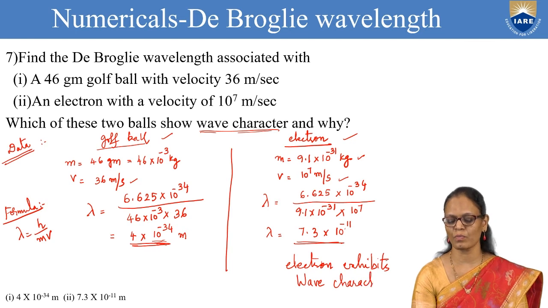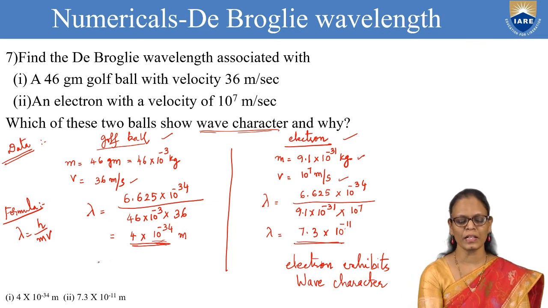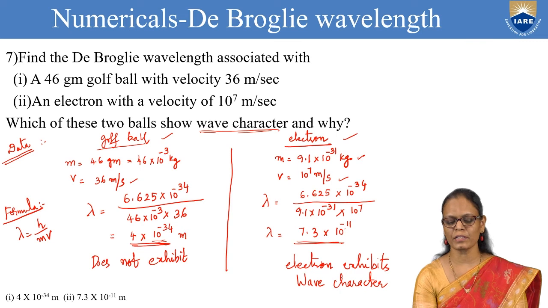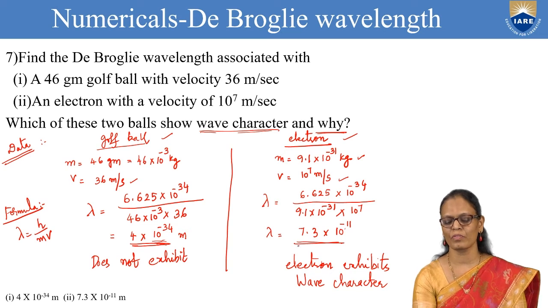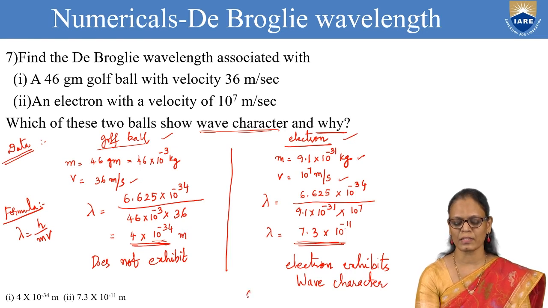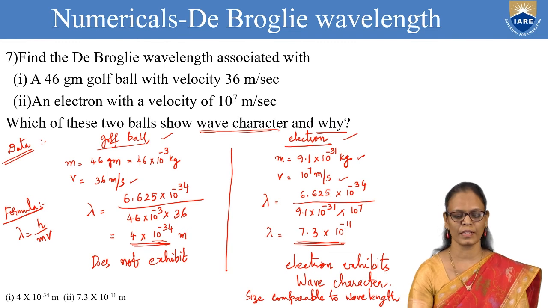Okay, you should give the reason why the electron is exhibiting the wave character, whereas here it does not exhibit wave character. Why does it exhibit it? Because they have asked why. Why does it exhibit wave character? Because the wavelength is comparable to the size of the atom. So, size comparable to wavelength. That is why this exhibits wavelength. Okay, hope this is clear.